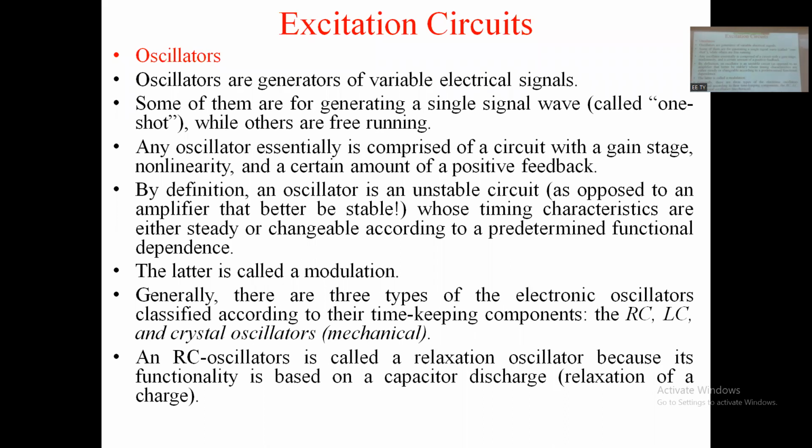Generally there are three types of electronic oscillator classified according to their time keeping component: RC, LC and crystal oscillator. RC is resistor capacitor, LC is inductor capacitor, and the crystal oscillator is mechanical.